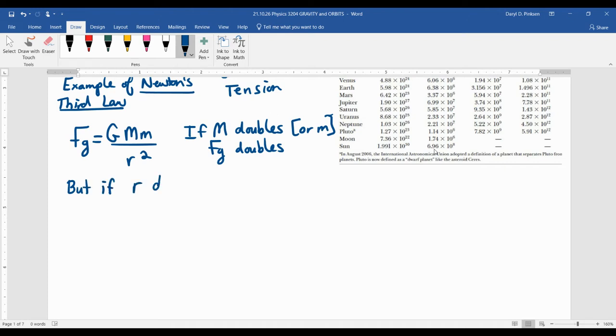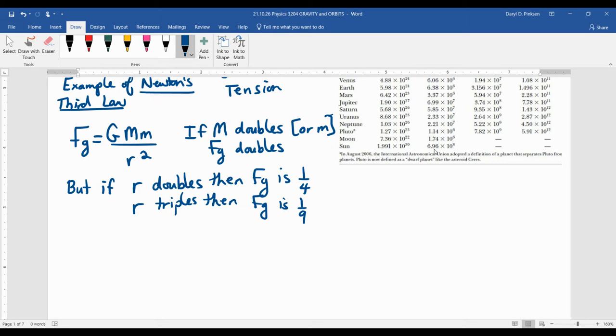But if R doubles, then the force of gravity is 1/4. It is going to vary with the inverse square of the radius. If you triple, then the force of gravity is 1/9. So whatever you do to the radius, you turn that upside down and square it.